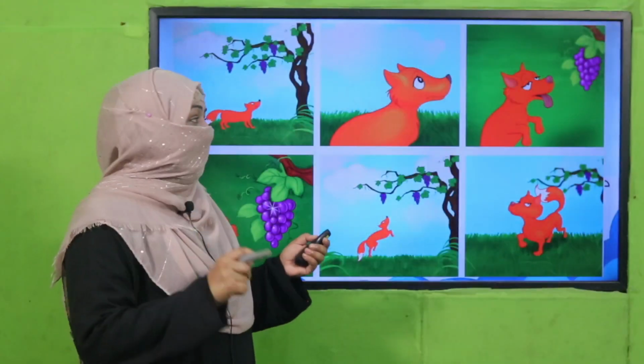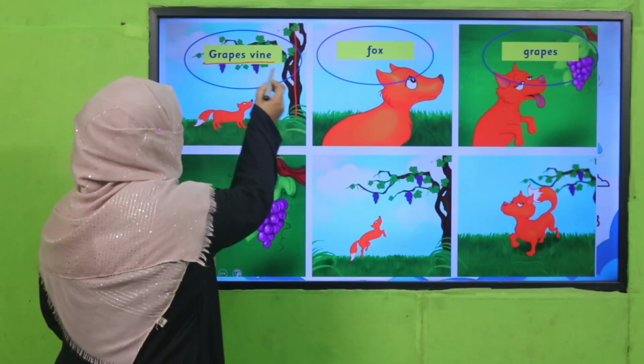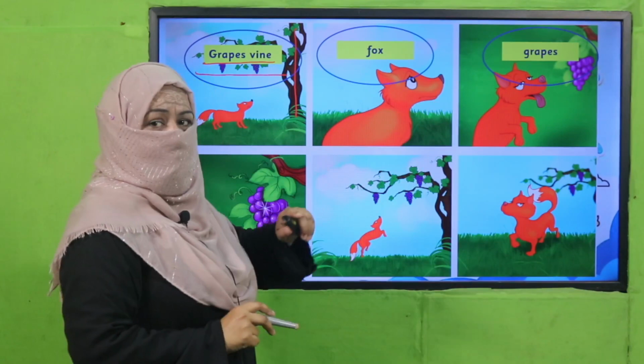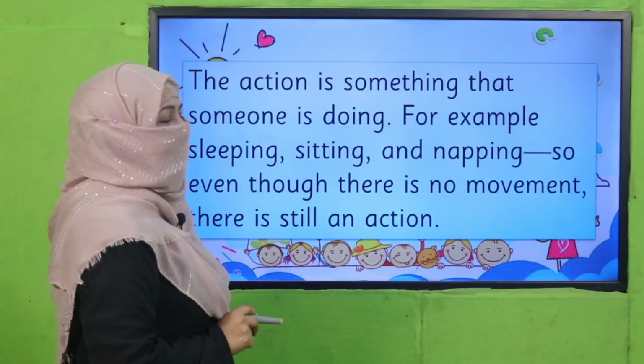Yes, my dear students, I hope you could name. This is grapes wine, right? This is called grapes wine. It's a fox. These are grapes. Could you name all these things? Good job. Now, the next thing is action words.